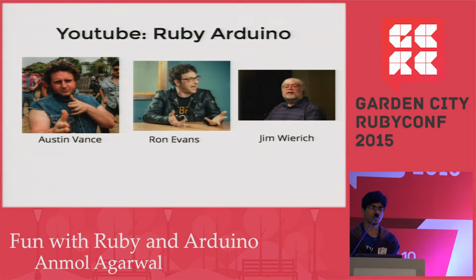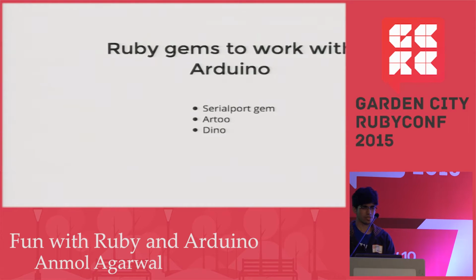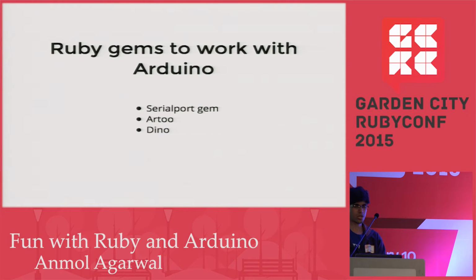Then I began to look, meaning has somebody even contributed to this? So I YouTubed Ruby and Arduino, and these 3 people came up: Austin Vance, Ron Evans, and Jim Varick. And I'll tell you what those guys have done. The Ruby gems to work with Arduino currently are 3 of them: Serial Port, R2, and Dino.